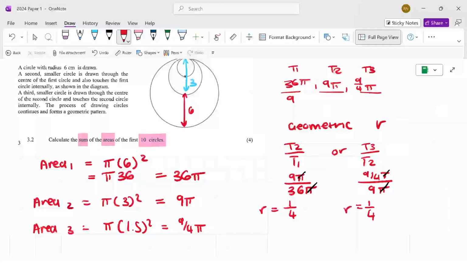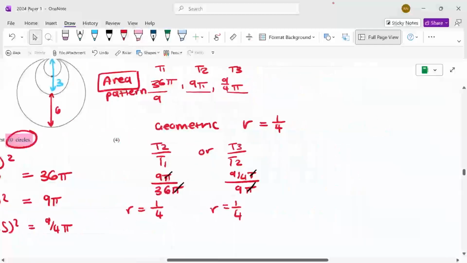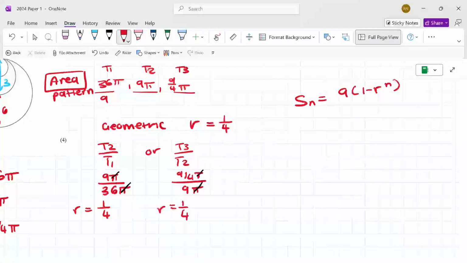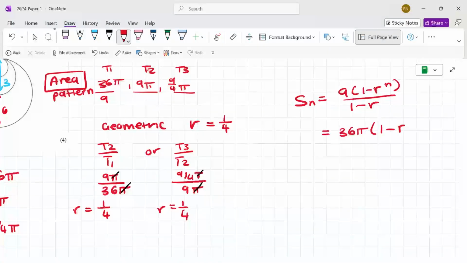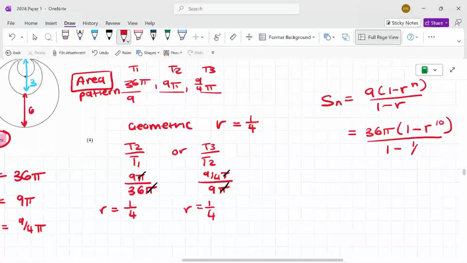So that's my R. What I've done is I found the areas for all of these. This is my area pattern. I know what my A is, and I know that now my R is 1 over 4. So now I can find the sum of the first 10 circles, because the sum for a geometric pattern, Sn, is equal to A times 1 minus R to the power of n, over 1 minus R. A in this case is 36 pi multiplied by 1 minus R to the power of n. We're asked for the first 10 circles, so 10, over 1 minus 1 over 4.